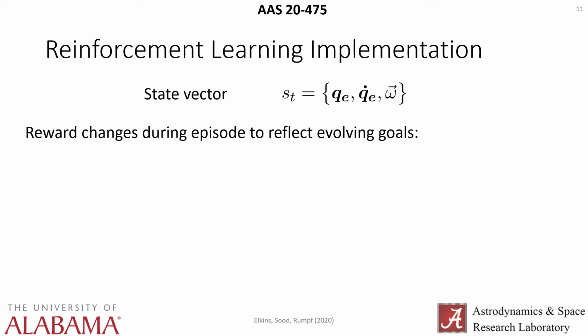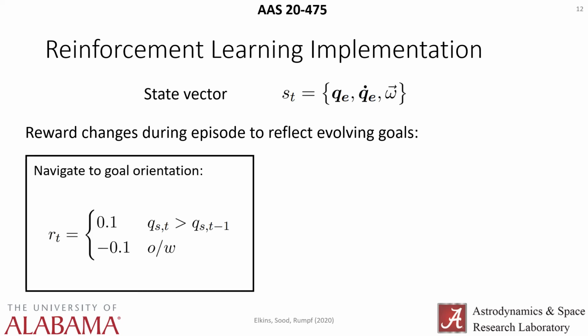And then the reward changes during our episode to reflect the evolving goals. Our problem is split into two goals. First, you want to navigate to a goal orientation. To do that, we have this R sub T, your reward. It's really simple. We try to avoid a lot of the problems that you face with reward engineering with this either 0.1 or negative 0.1. You get a 0.1 reward if the scalar part of your quaternion at this time step is better than the previous time step. That reflects that you have a smaller angular error, and otherwise you get a negative 0.1. So this incentivizes the agent to get closer and closer at each time step to the goal.